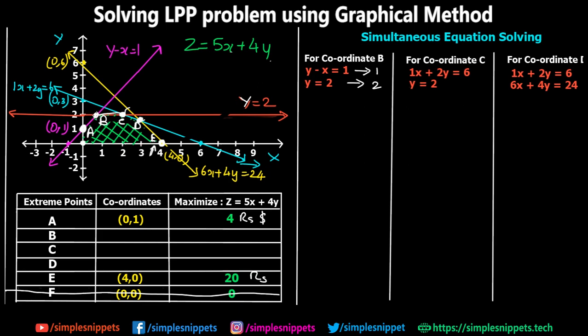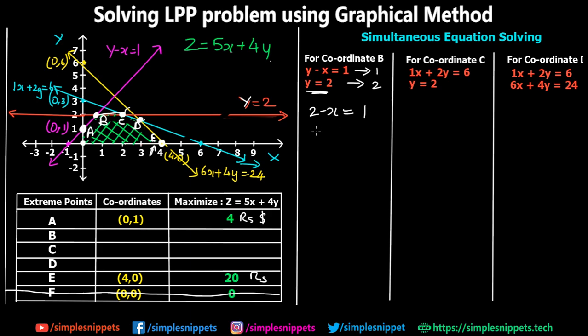In order to find the value of B, we have to use these two equations and solve them simultaneously. That is, we have to use the value from one equation in another one. You can see from 1 and 2 that we already know the value of y, right? So y equals 2. We can substitute this 2 in equation number 1. After substituting y equals 2 in equation 1, we have 2 minus x equals 1.